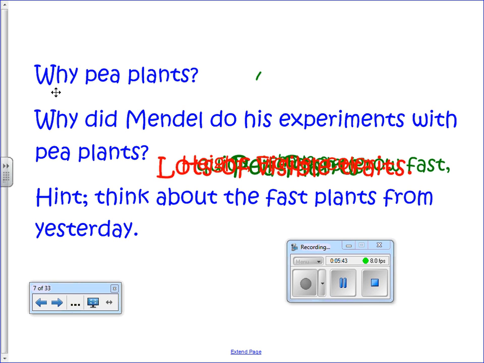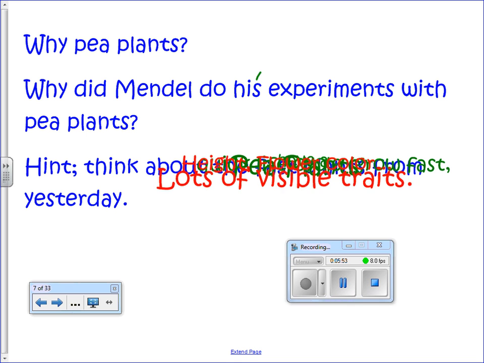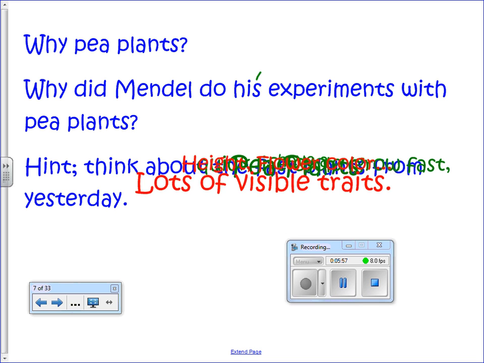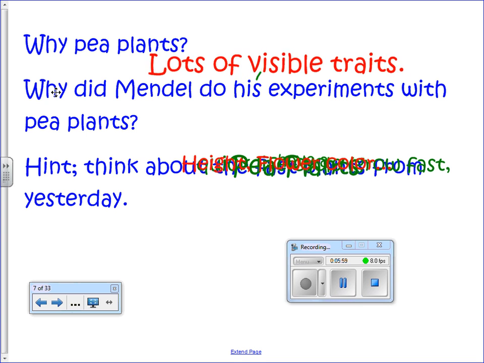Yeah, probably a couple months, right? But over the course of a summer, he could certainly see several generations, right? And he did these studies over many years. So, why pea plants? There's a couple of different reasons why studying pea plants ended up to be really useful.